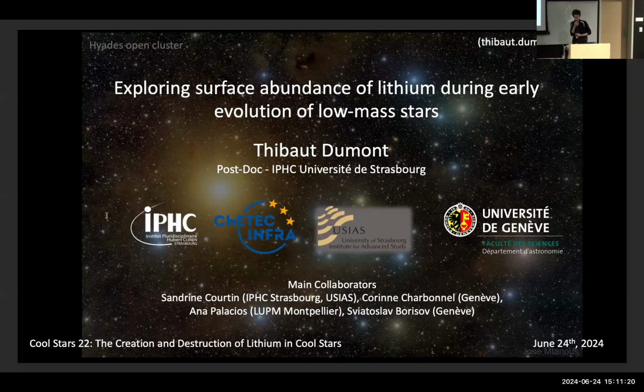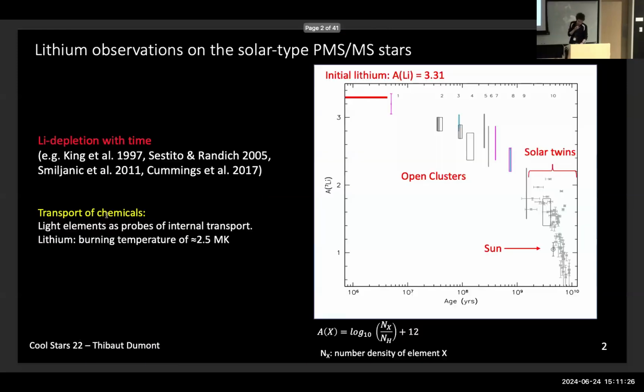I'm a postdoc at Strasbourg in France, and I will discuss the evolution of the abundance of lithium in the low-mass stars. To introduce the topic, here on the right you have a plot with the abundance of lithium versus the age, where you have on the top left the primordial lithium abundance, and on the bottom right the abundance of lithium in the Sun.